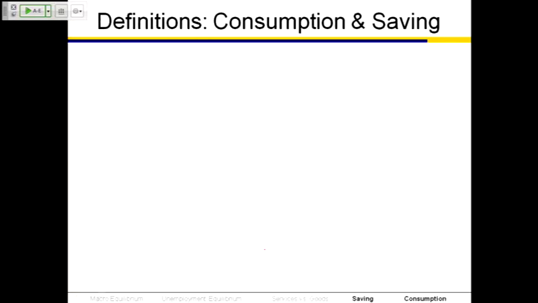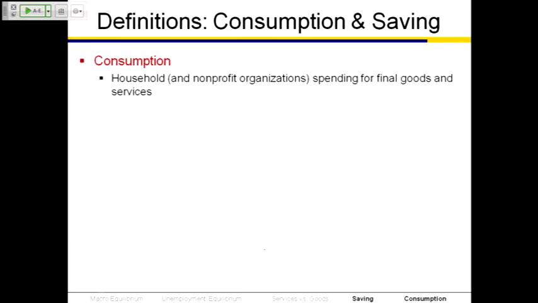All right, so let's look at the consumption part, because consumption was a key part of that story. Consumption is the big component of aggregate demand. Remember, consumption is like 70% or so of aggregate demand. Consumption is spending by households, and by the way, nonprofit organizations, but that's just a little trivia. Households and nonprofit organizations spending for final goods and services. That's consumption spending, we already knew that.